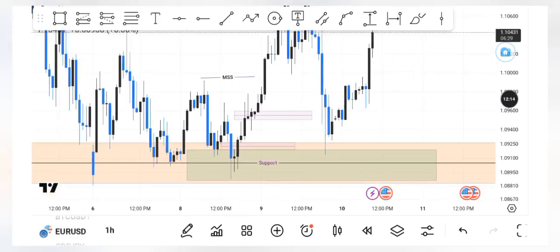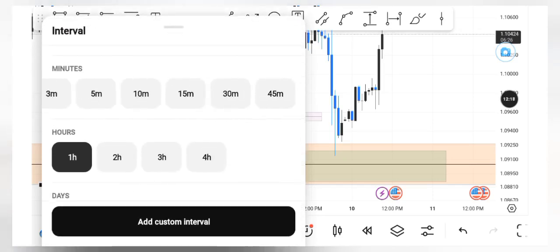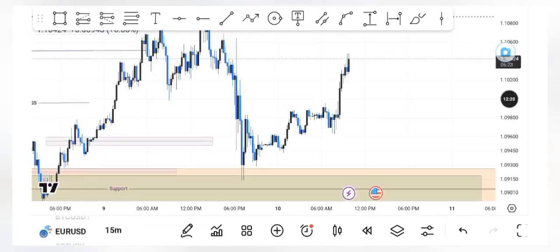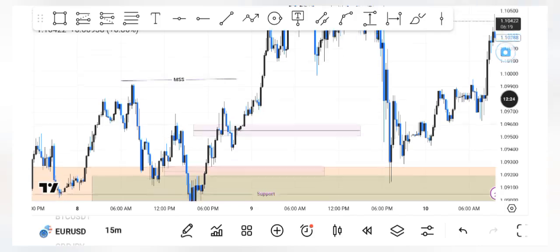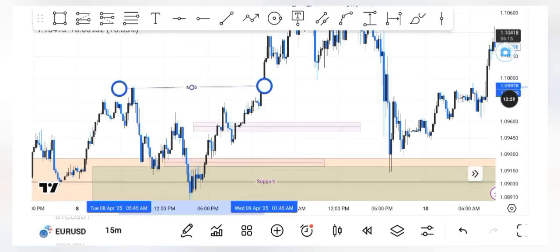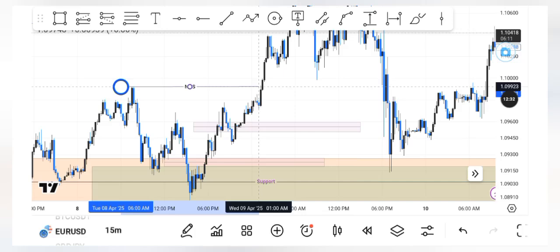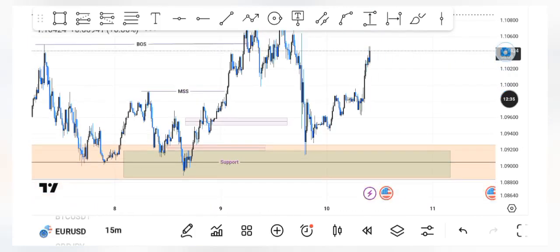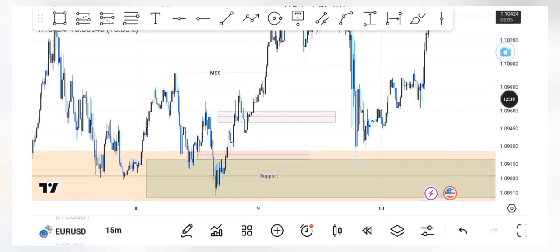But I want to show you more clearly. It will be clearer on the 15 minutes. This is my entry time. I always take good trades on a lower time frame because it gives you more confidence in trading. So I had a lot of inducements. We call them inducements in the market.